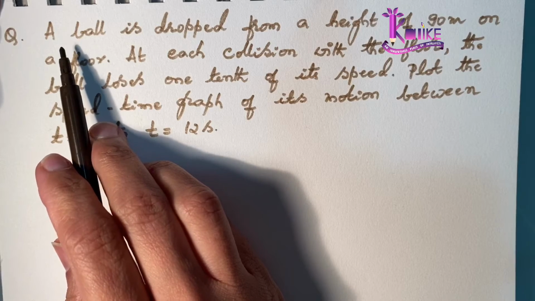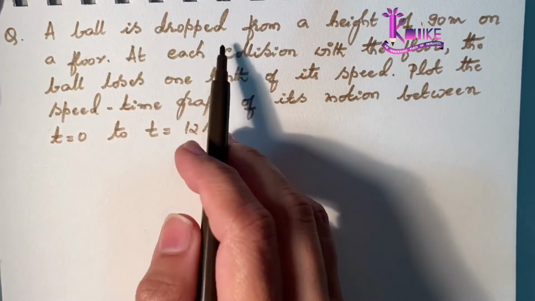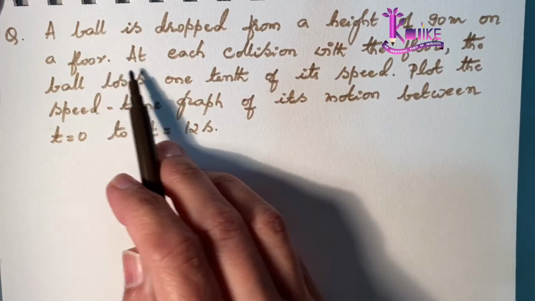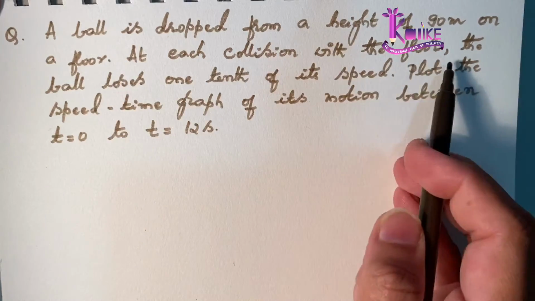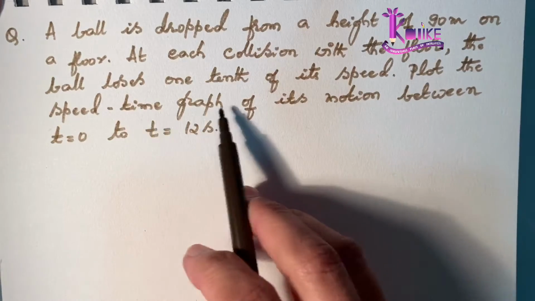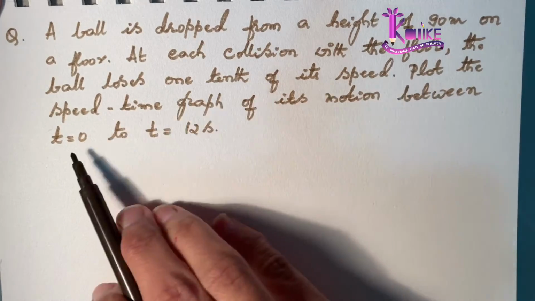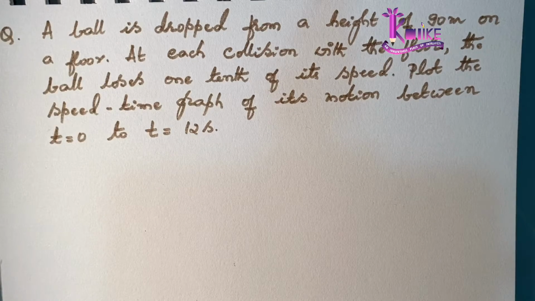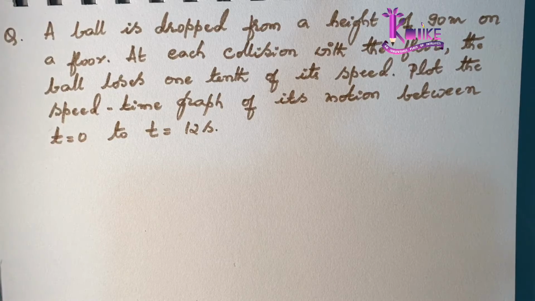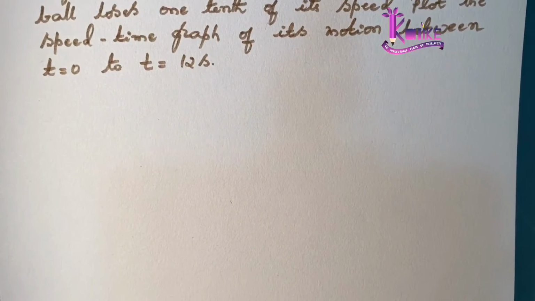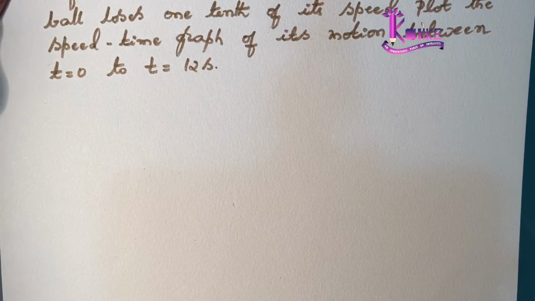The question reads as below. A ball is dropped from a height of 90 meters on a floor. At each collision with the floor, the ball loses 1/10 of its speed. Plot the speed time graph of its motion between t equal to 0 to t equal to 12 seconds. Well, when you read the question, it appears to be a bit complicated, but it's not if you draw a proper diagram depicting what is given in the question.